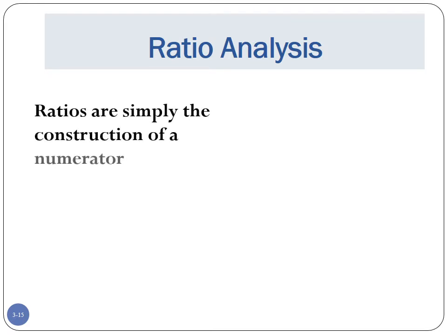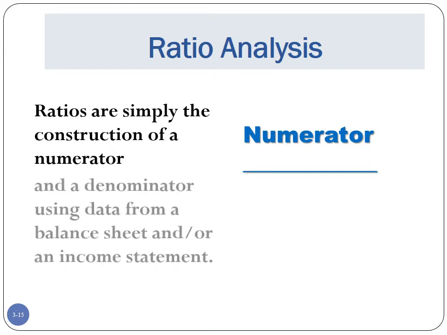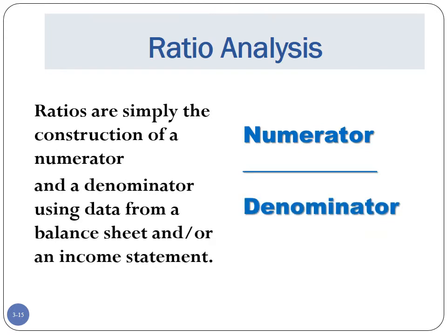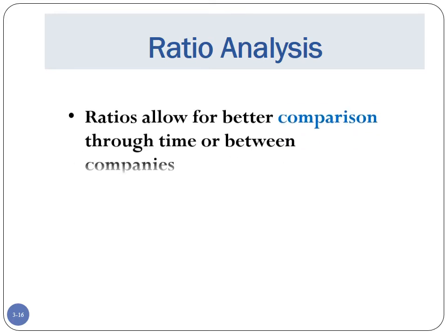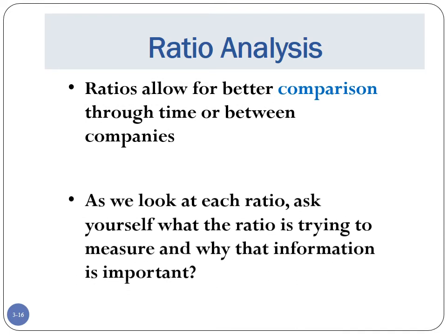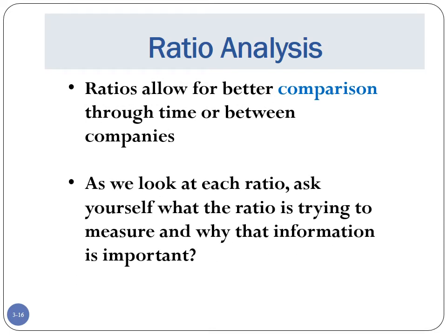We just think of ratios as simply the construction of a numerator and a denominator, using data from a balance sheet and/or an income statement. That's all it is. It's just very simple. So it gives us a comparative assessment of two different numbers. And the numbers that are selected are based on different performance aspects of the organization. Ratios allow for better comparison through time or between companies.